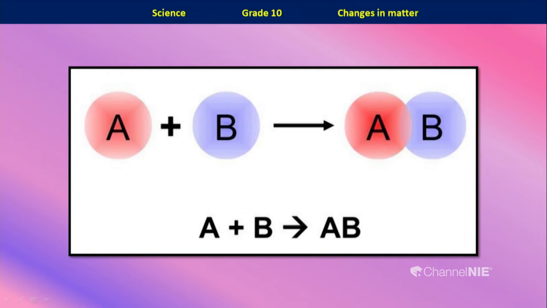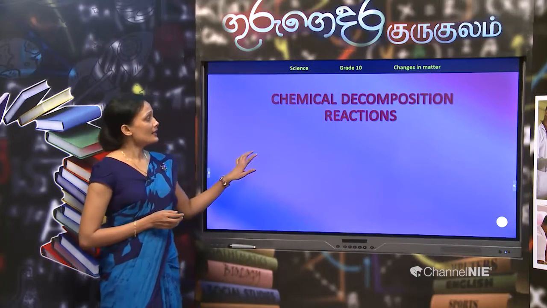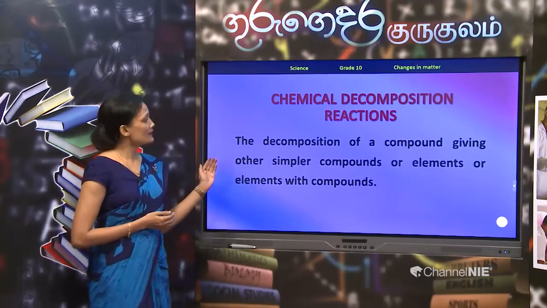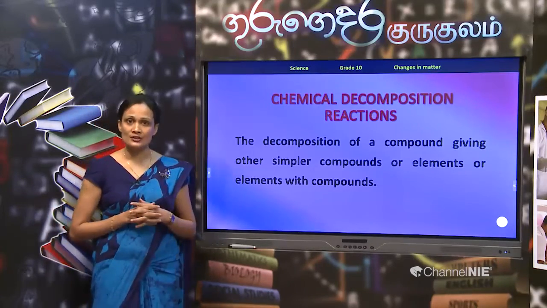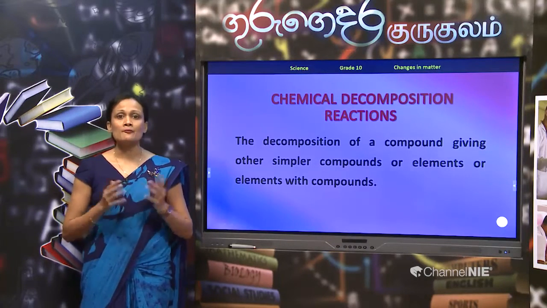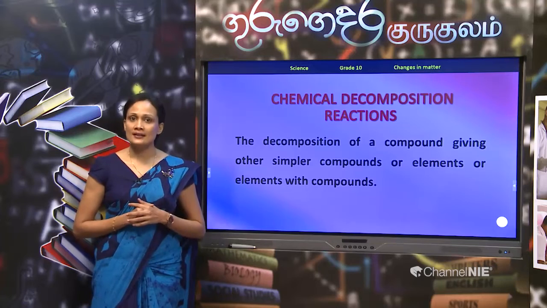Now let's discuss the second type of chemical reactions. Chemical decomposition reactions. Chemical decomposition reaction means the decomposition of a compound giving other simpler compounds or elements. Think about heating potassium permanganate. We use only one reactant, and after reacting that one, a number of products are produced. So likewise, in chemical decomposition reactions, only one reactant is used up, forming different products. Okay, now let's see some examples for the chemical decomposition reactions.